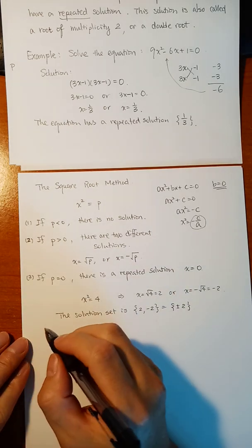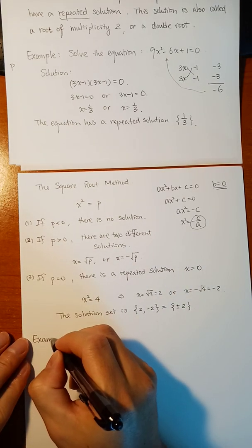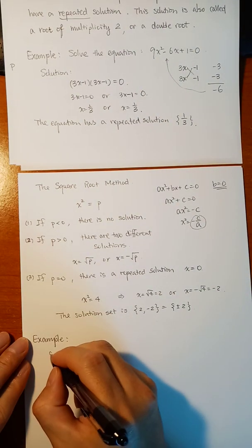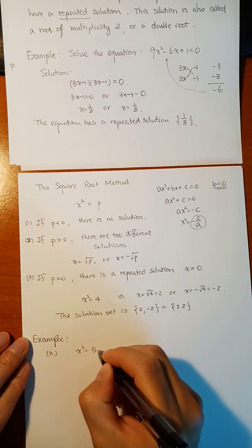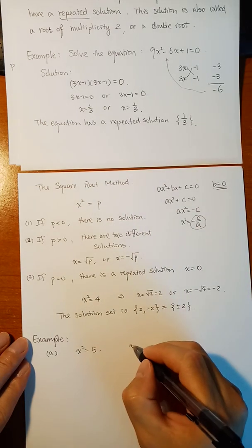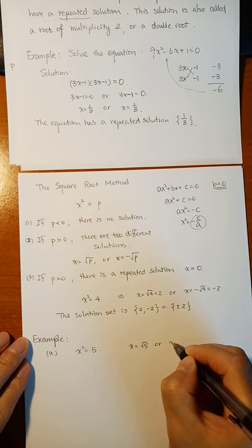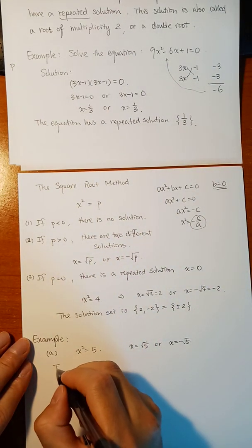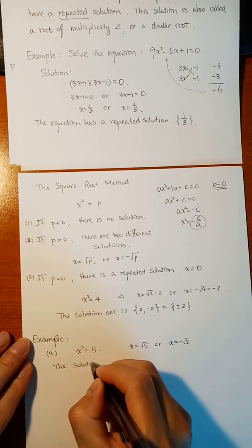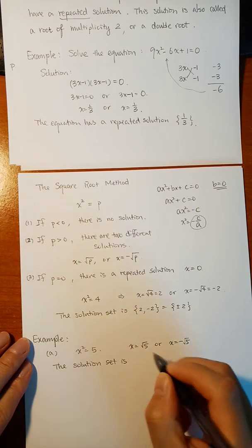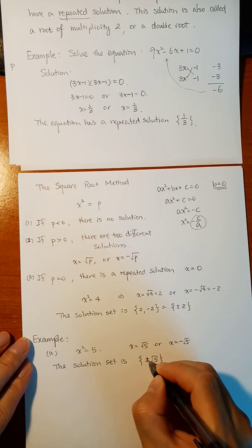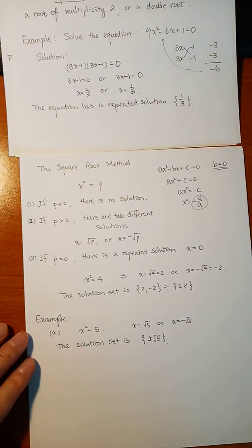All right? So let's see the examples. Example A, if you have x squared is equal to 5, then what is that? X is a positive square root of 5 or x is negative square root of 5, because 5 is greater than 0. So the solution set is plus minus square root of 5. Write this symbol clearly in the exam, plus or minus. Okay?